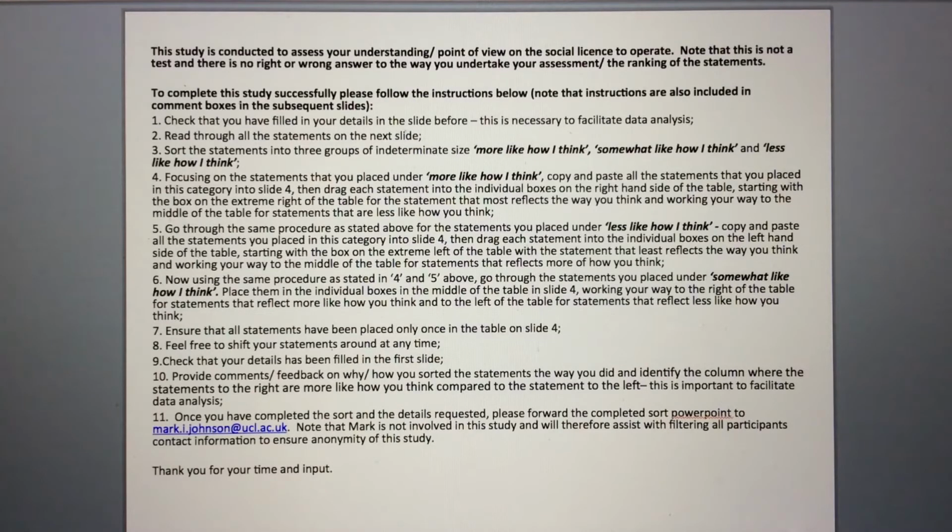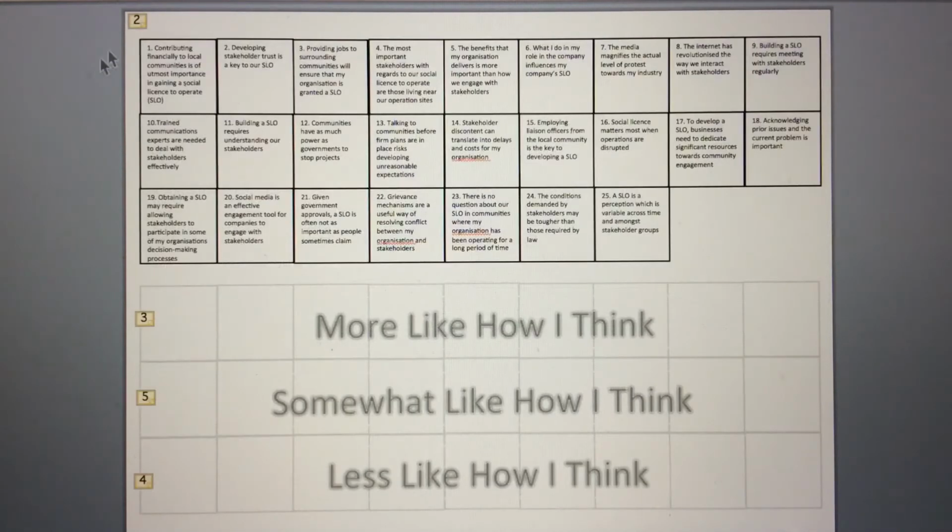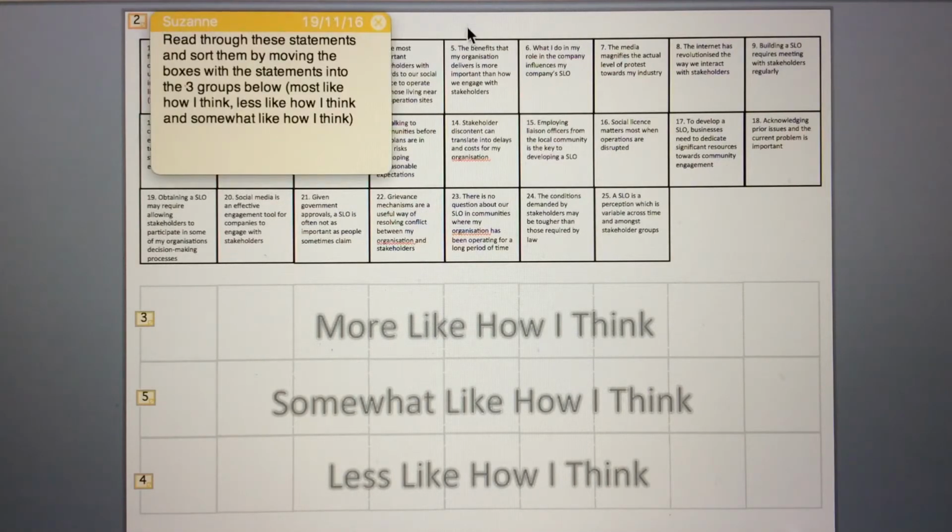This slide contains a list of instructions on what you're required to do. I've also included instructions in comment boxes in the subsequent slides to guide you along the way, so that you don't have to keep coming back to this slide to know what you need to do next. So if you click on the next slide, as I mentioned before, there are comment boxes such as this with instructions on what you need to do, so you can just click on them.